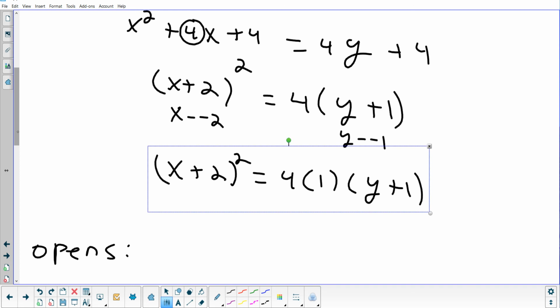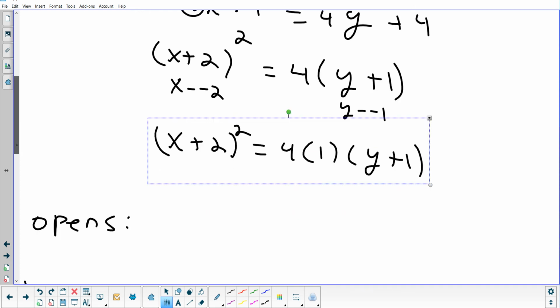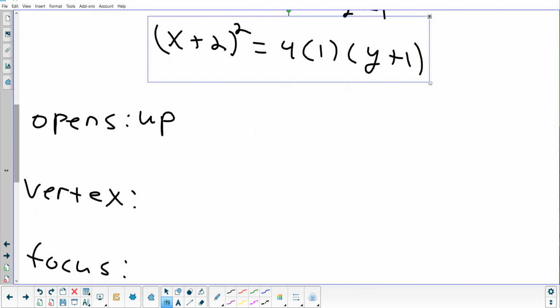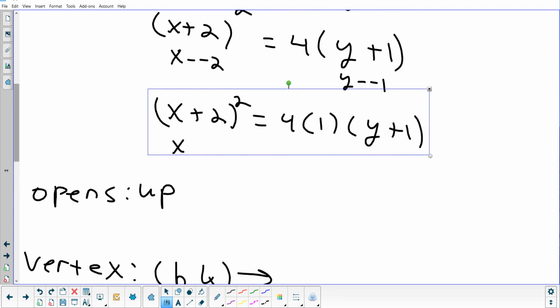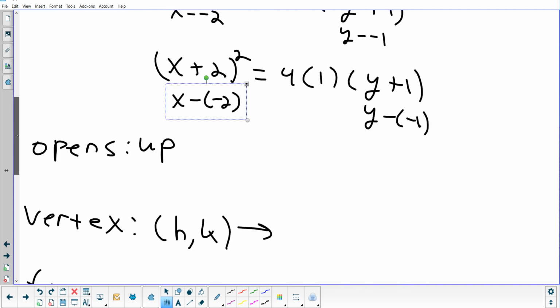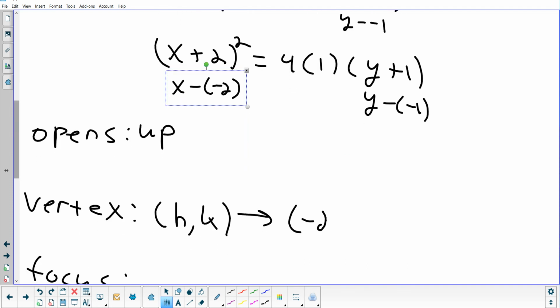Which way does it open? Up. All right, now vertex. h, comma, k. Negative 2, negative 1. So let's write this in an easier way to think about it. So my h value comes from here, and what is it? Negative 2. And my k value? Negative 1.